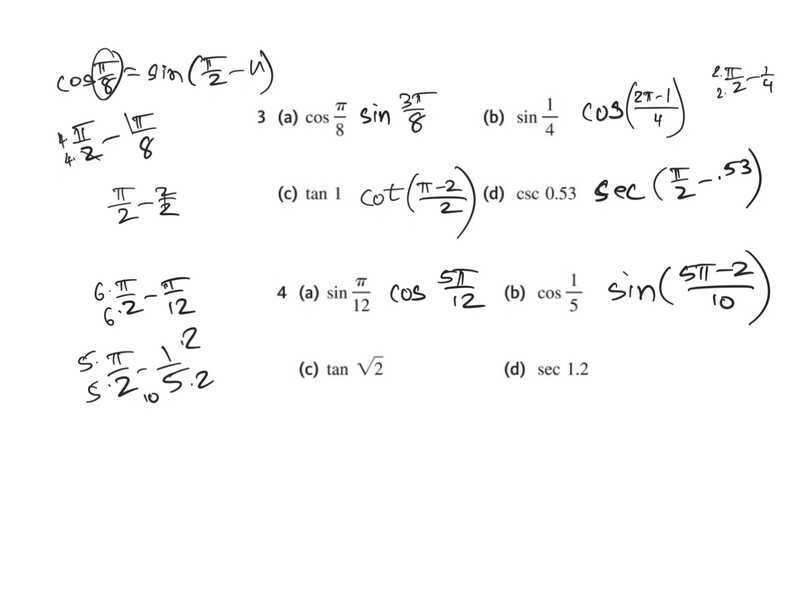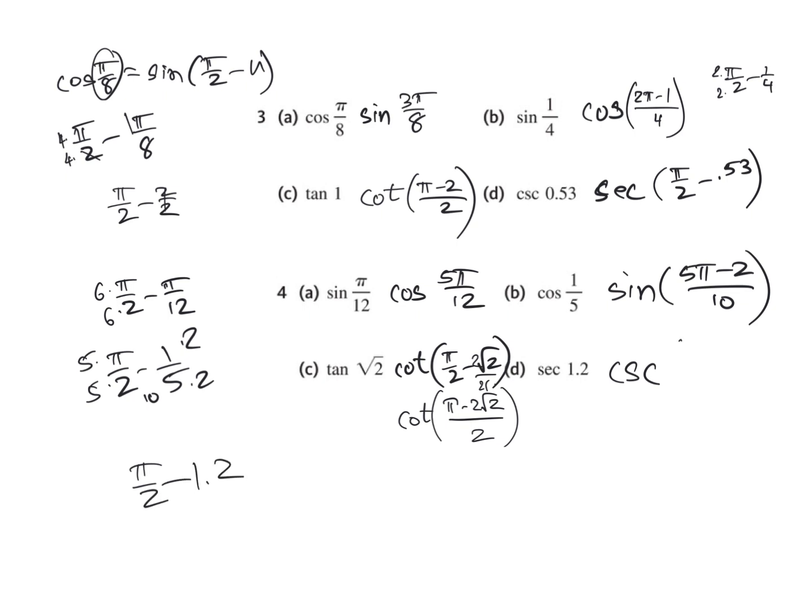Tangent square root of 2 would be the cotangent of pi over 2 minus the square root of 2. All right, get a common denominator if you want. Multiplied by 2, so it's the cotangent of pi minus 2 square root of 2 all over 2. Okay, secant goes with cosecant. And again, you have pi over 2 minus 1.2. Nothing you can do with that one. Pi over 2 minus 1.2.